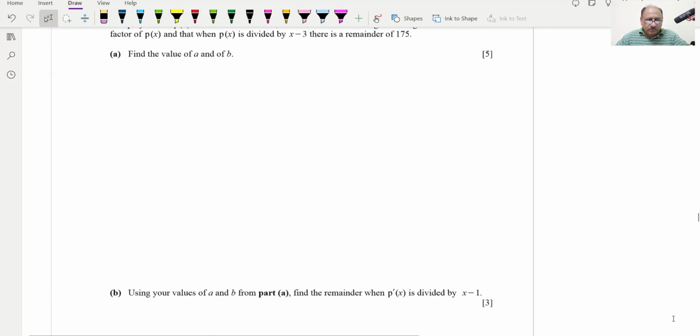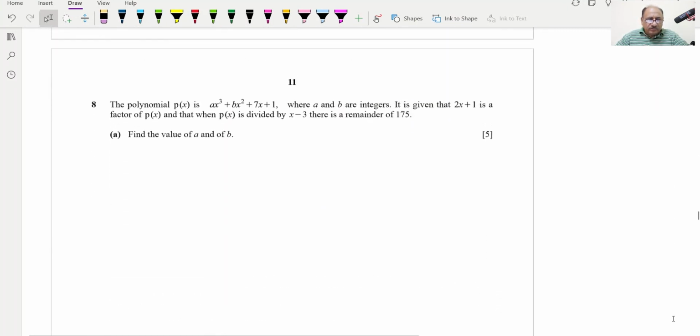Hopefully you understood this. Now we can move to question number 8. Question number 8 says the polynomial p of x is equal to this one, where a and b are integers. It is given that 2x plus 1 is a factor of p of x.